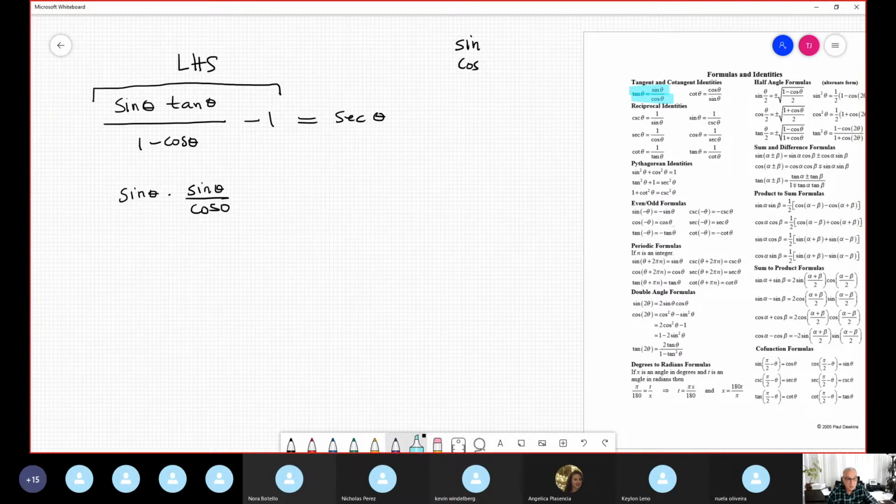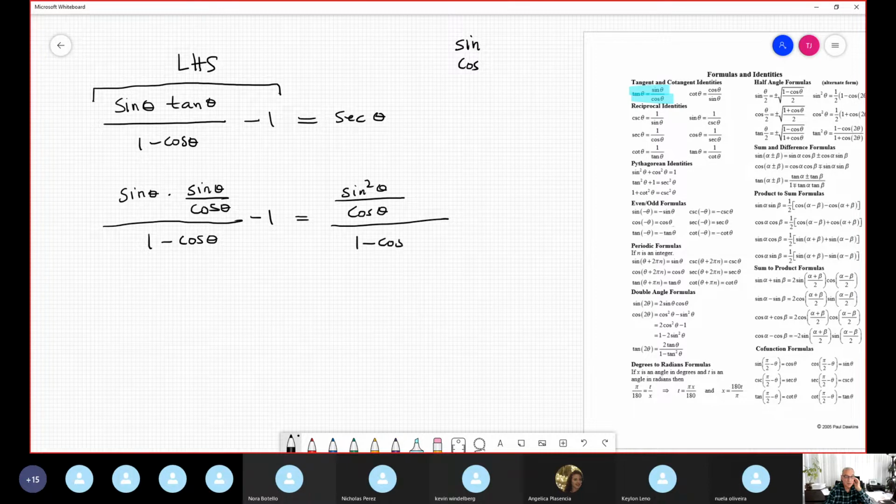Entonces es divided by 1 minus cosine theta minus 1. This is theta. Entonces we have sine square theta divided by cosine theta divided by 1 minus cosine theta minus 1. So far, everyone follow me? Yes, Professor.